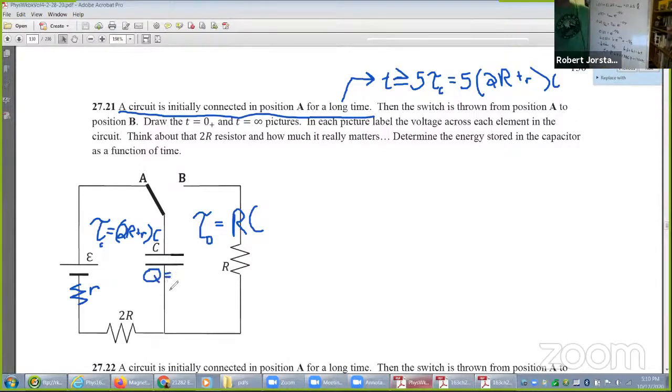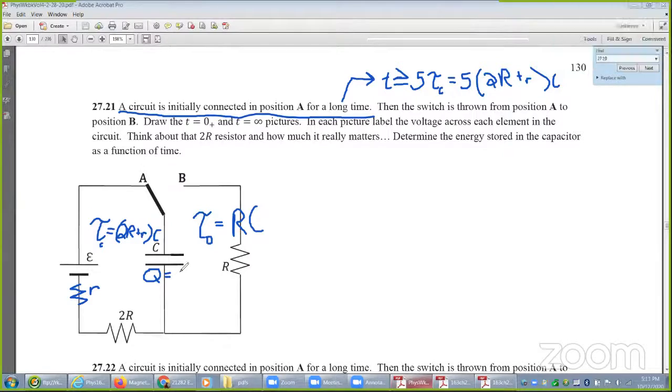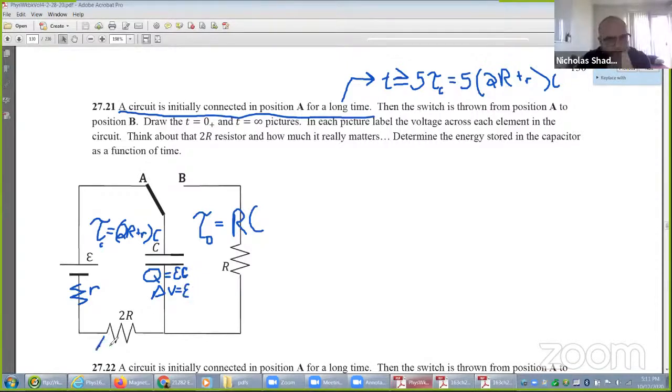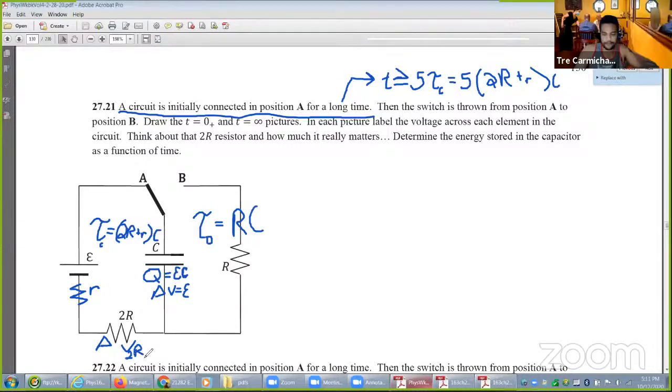what's the charge on it? EC. Delta VC. Easy, guys. It's so easy, guys. It's easy. All right. And so what's the voltage on it? E. And what's the voltage across this resistor down here? 0. Exactly, by KVL. All right.